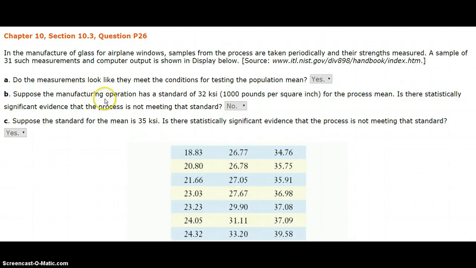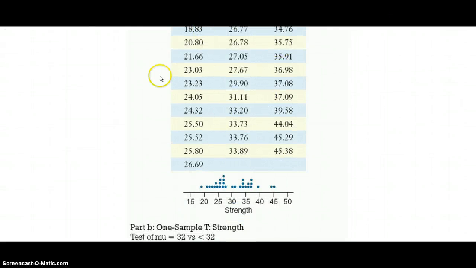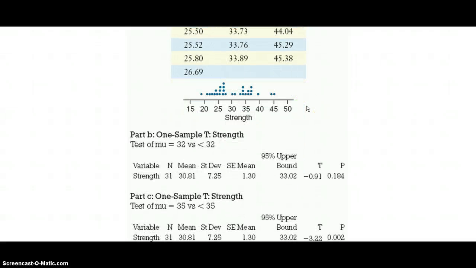So suppose the operation standard has 32 KSI for the process mean. Is there any evidence that the process is not meeting that standard? Well, we would take these, get an average, which we have right here, 30.81. Standard deviation, so this is a sample standard deviation, or should be anyway. Taking the SE mean. So what is this? This is the standard error.